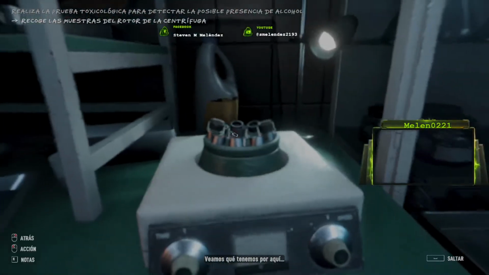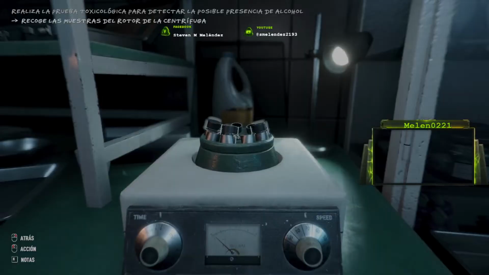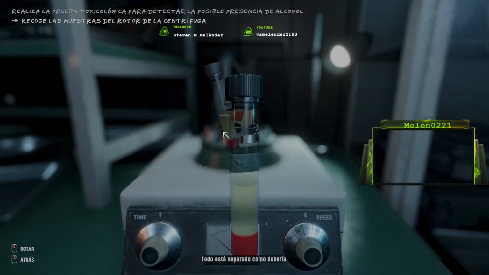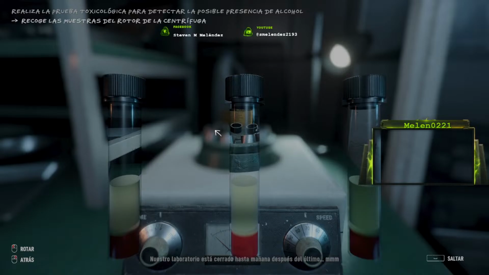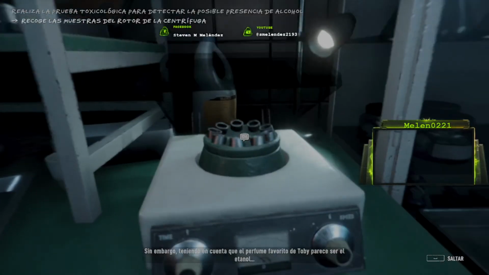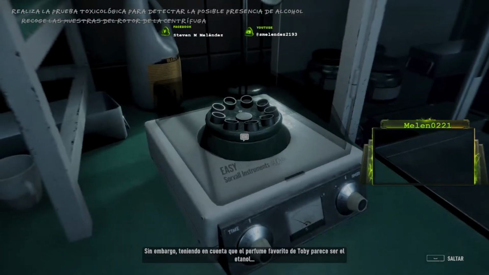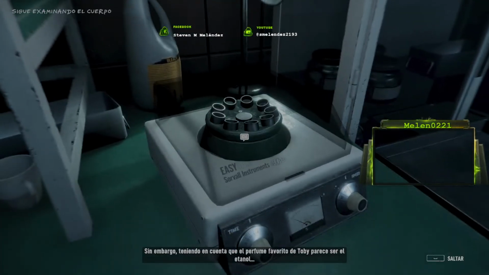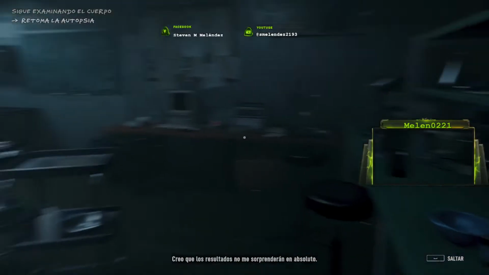Let's see what we've got here. Everything's separated as it should. Our lab is closed until tomorrow after the last incident. However, considering that Toby's favorite eau de parfum appears to be ethanol, I'm guessing the results won't surprise me at all.